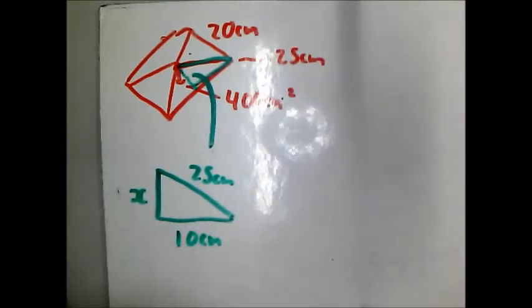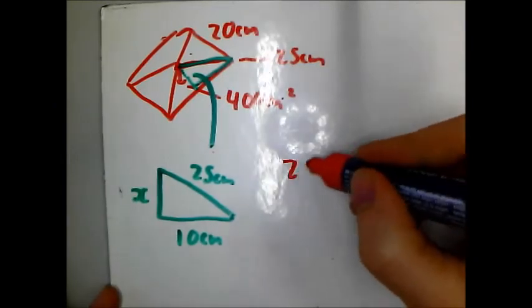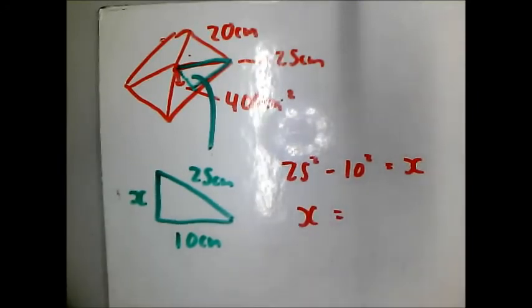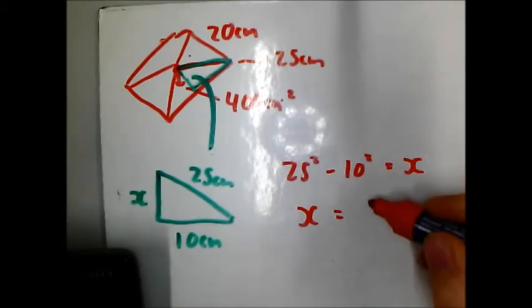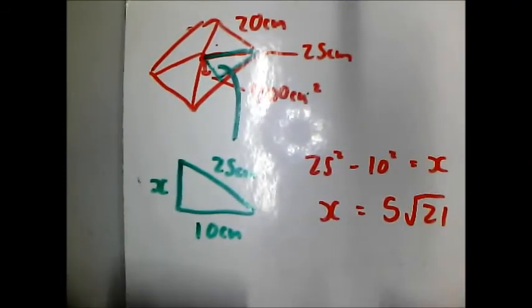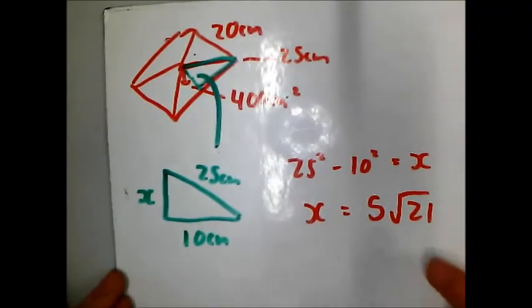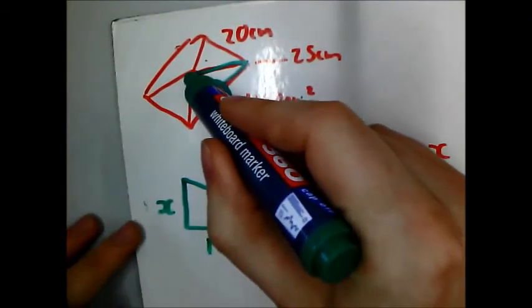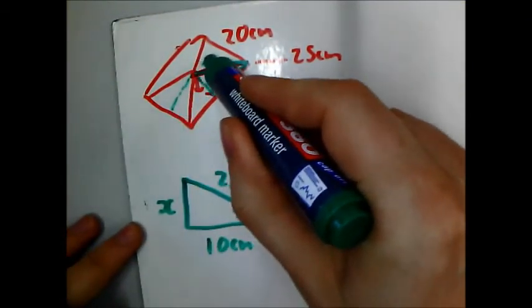Using Pythagoras' Theorem, 25 squared take away 10 squared equals x. By now we should be used to using Pythagoras' Theorem, so I'm going to skip to the final answer. So 25 squared take away 10 squared is equal to 5 root 21. I'm not going to round it here, I'm going to leave it like this. So now I know this bit, and therefore I also know that bit and this bit and that bit.